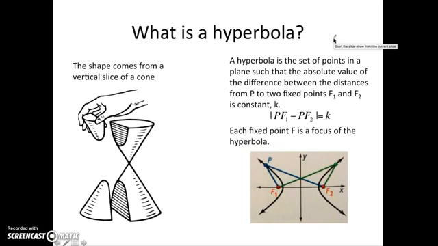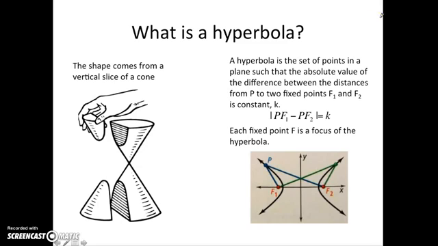The following presentation is about hyperbolas. The shape comes from slicing a cone with a vertical plane. A hyperbola is a set of points in a plane such that the absolute value of the difference between the distance from point P to two fixed points, F1 and F2, is constant.